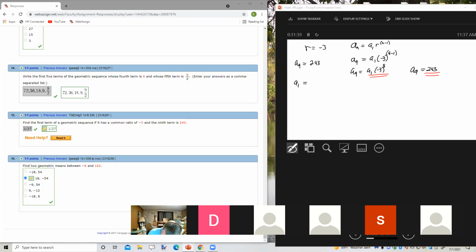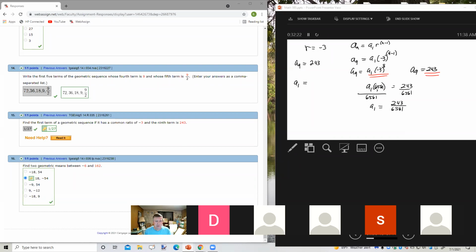So now a sub 1 times, now here again, it's not -3 to the 8th power, it's -3 in parentheses to the 8th power. So on my calculator, in fact, I've got it right here. This is 6561 equals 243. So a sub 1 times 6561 equals 243. Let's divide both sides by 6561. So a sub 1 is 243 over 6561.